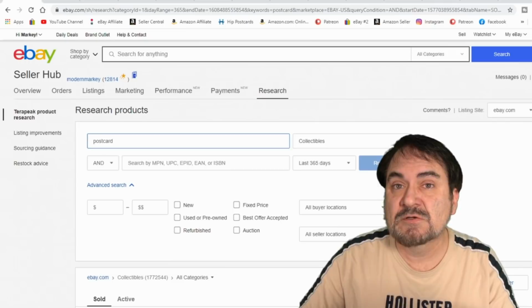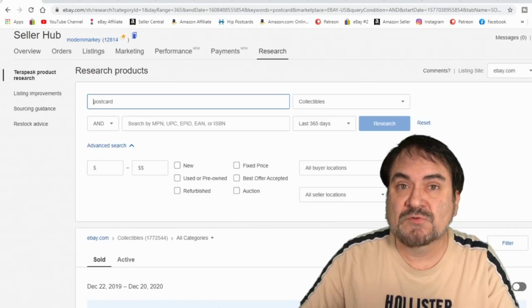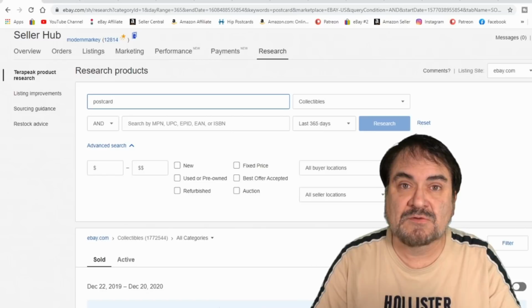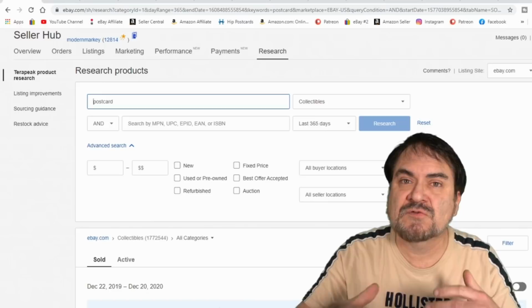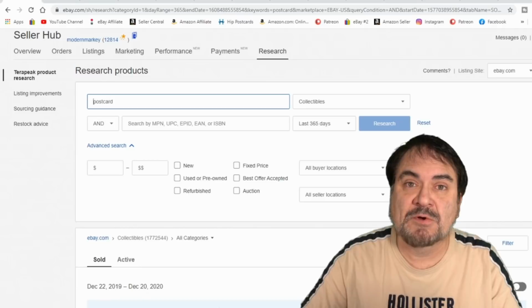Now, I'm just using the word postcard in collectibles. Now, using that word doesn't garner probably every single postcard on the site. Some of them may not have the word postcard in the title. They may be in other sections. So who knows how many there are that way. But this is a good chunk of all of the postcards that have sold, not that are on, that have sold in the last little while.